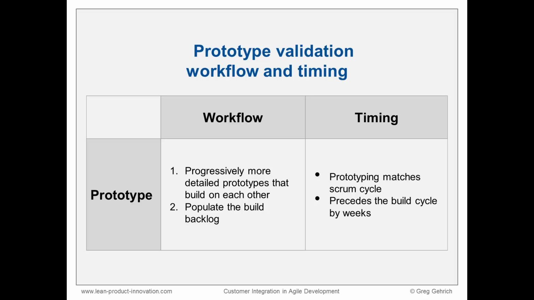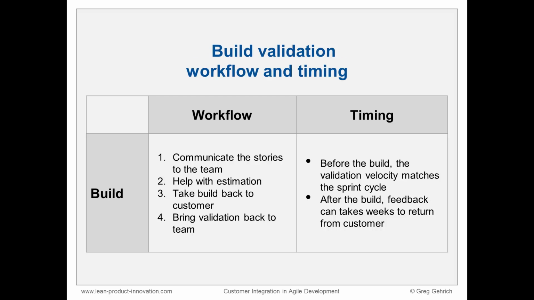And last, the build validation. First, the product leader communicates the stories to the development team. They help with the story estimates. They take a build back to the customer, and then they bring the validation back to the team from the customer. Now for build timing, before the product build, the validation velocity matches the sprint cycle, and after the build, feedback is typically delayed by a few weeks while waiting for customer conversations.